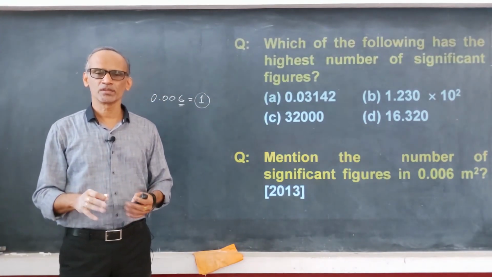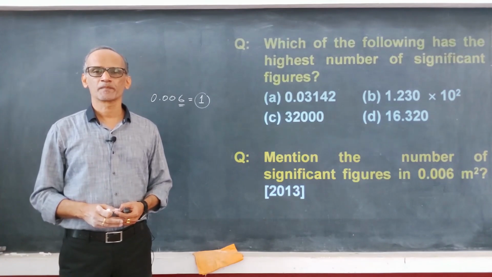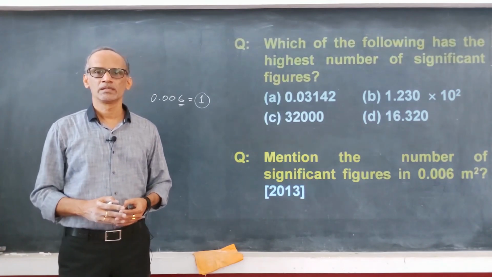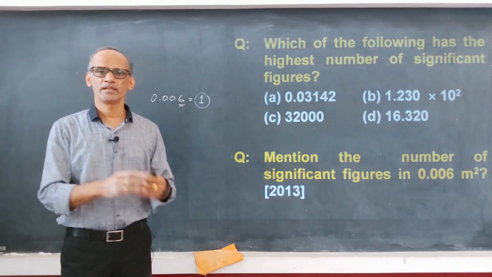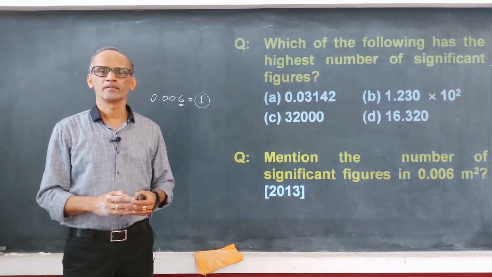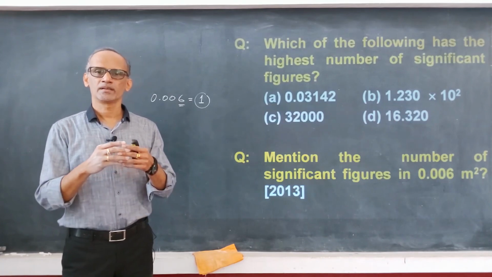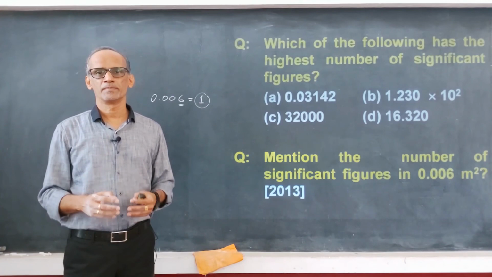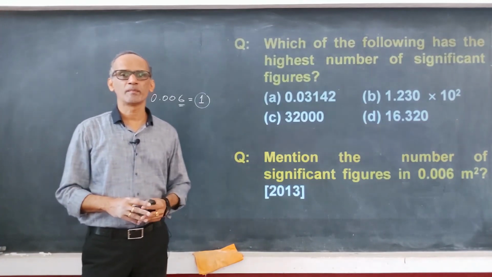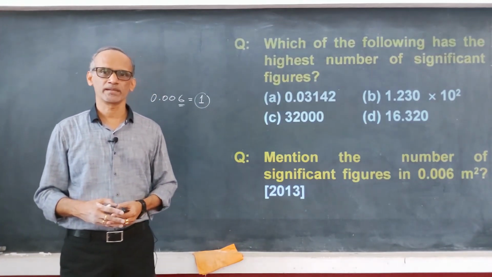So I hope you have understood the concept called significant figures, how to identify the most significant figure, the least significant figure, and the number of significant figures or significant digits in a given number, for which you have to remember the rules which I have explained.